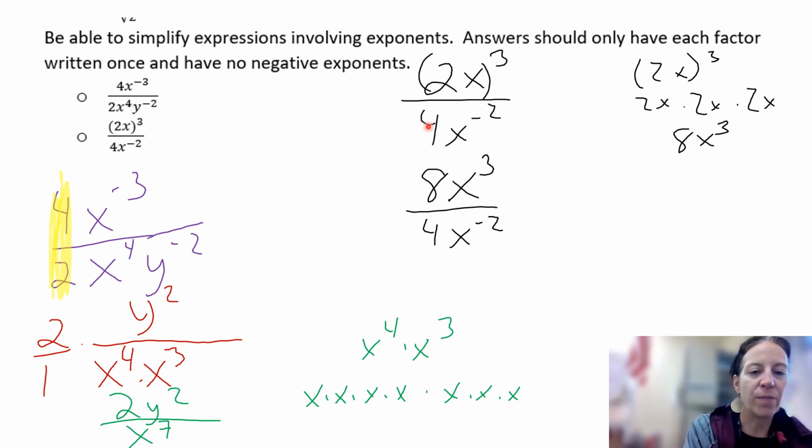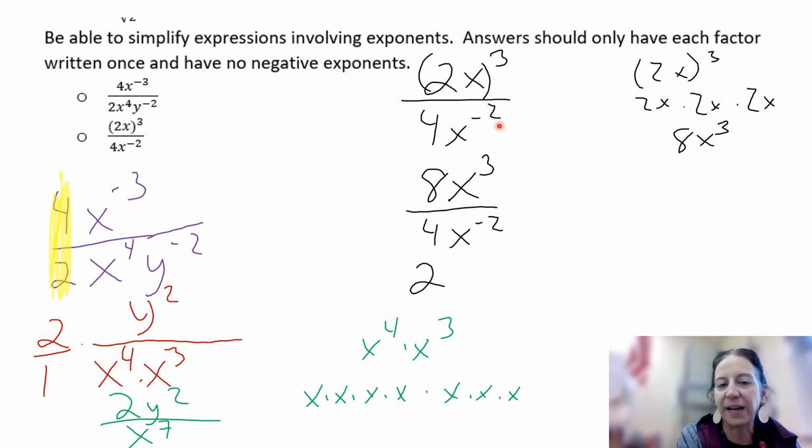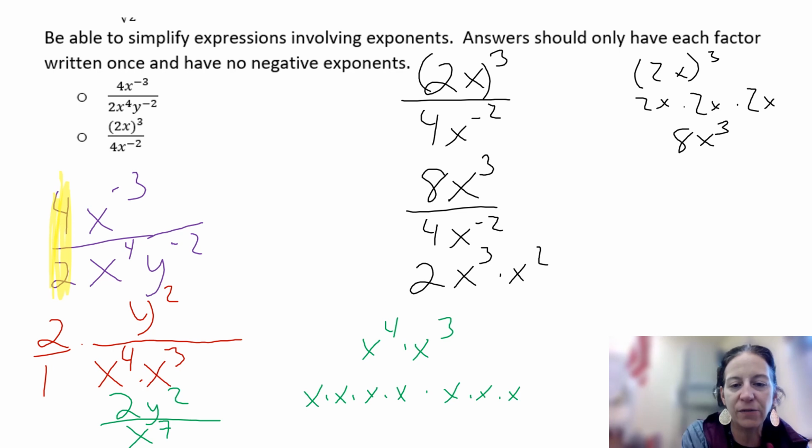Okay, now remember that this is 8 divided by 4. It is not 8 minus 4. That's division. It's always been division. You subtract the exponents, but you don't actually subtract regular numbers because it is division. So 8 divided by 4 is going to give me 2. And then this x to the third is fine. Okay, don't mess with the x to the third. But x to the negative 2, I can scooch that up into my numerator and it would become x to the positive 2. And then that would give me 2x, and then you would add your exponents together to get x to the 5th.